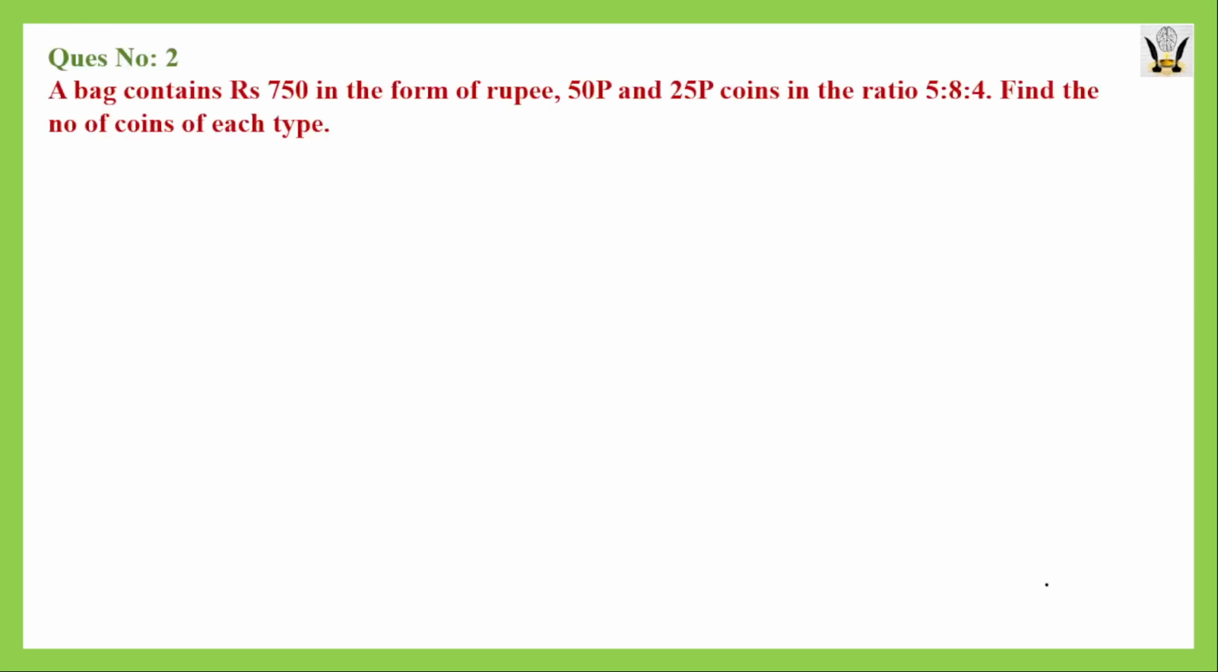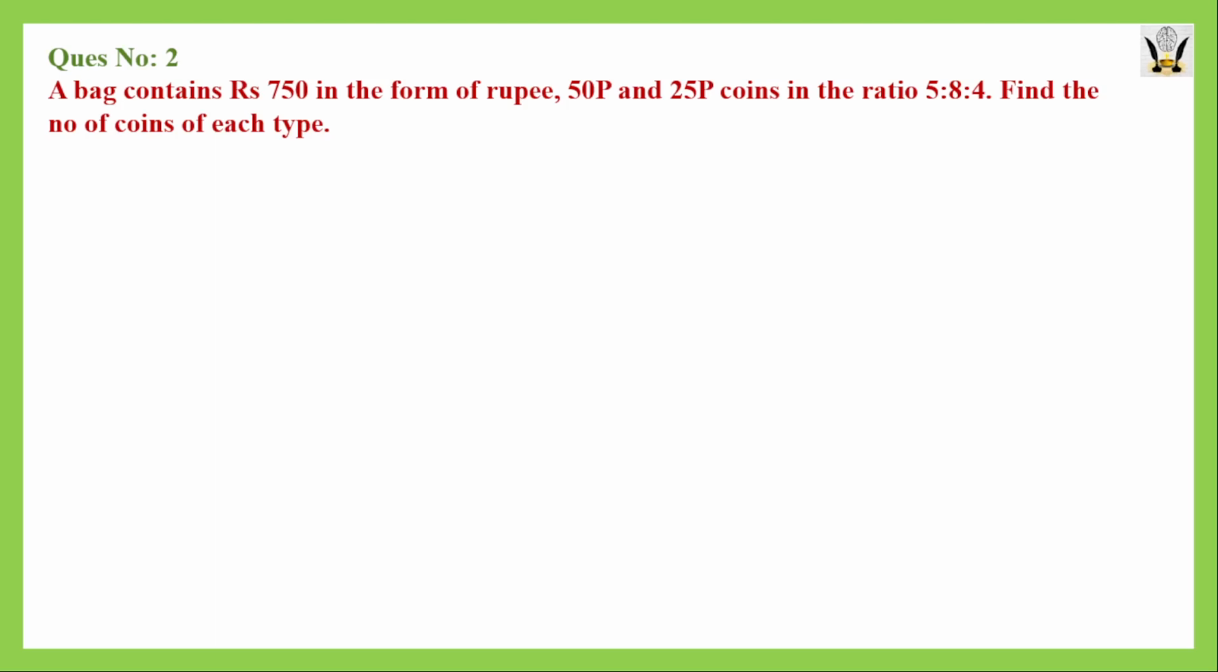Now in the next sum, a bag contains rupees 750 in the form of 1 rupee coins, 50 paisa coins, and 25 paisa coins in the ratio 5:8:4. Then find the number of coins of each type. So in our bag we have different types of coins like 1 rupee coin, 50 paisa coin, 25 paisa coin, and the total valuation of all those coins is rupees 750.